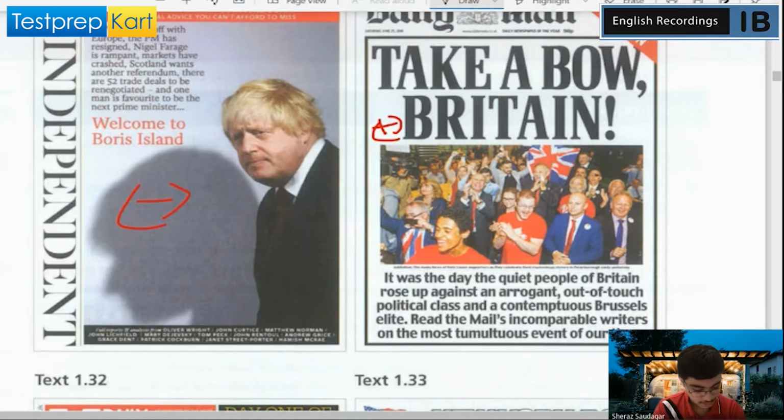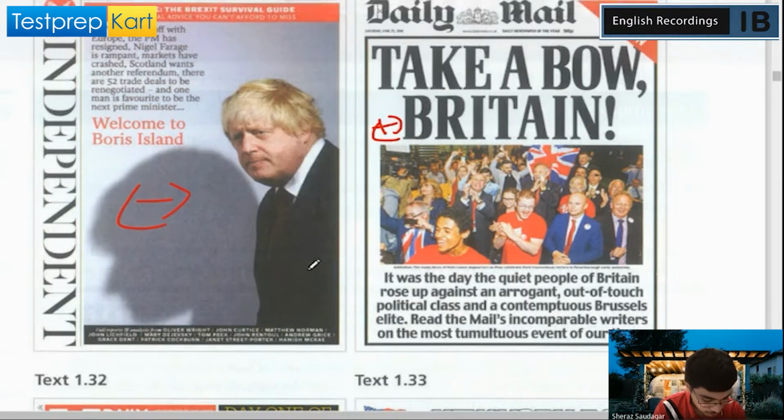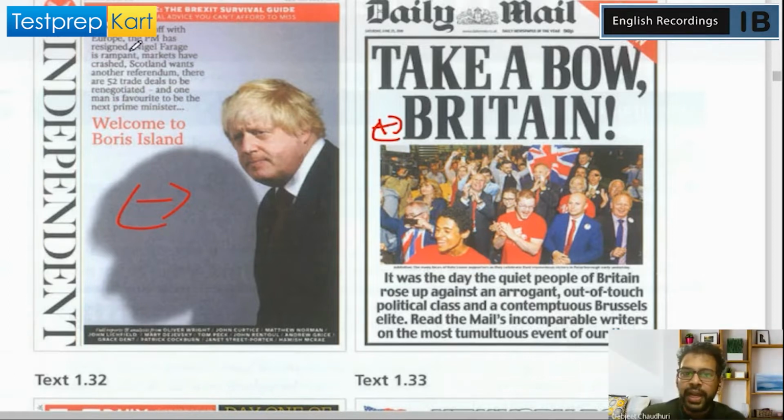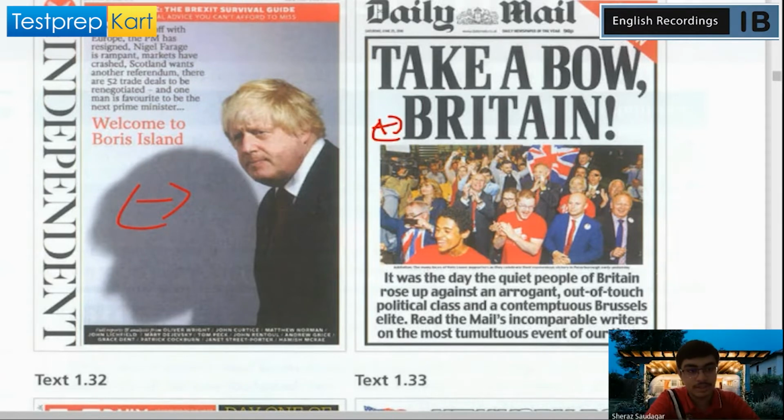Text wise, it says we've broken off from Europe. The PM has resigned. Negotiation is rampant. Stock markets have crashed. Scotland wants another referendum. How do you analyze this? If I tell you to think critically, tell me why is this text negative? It's showing like a disaster happening already.